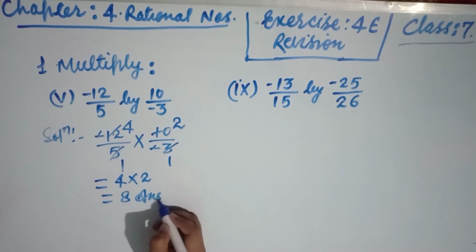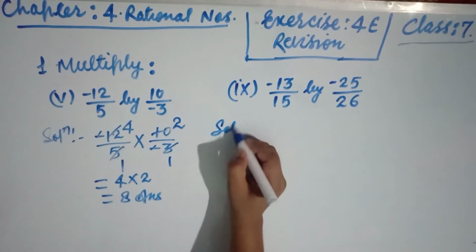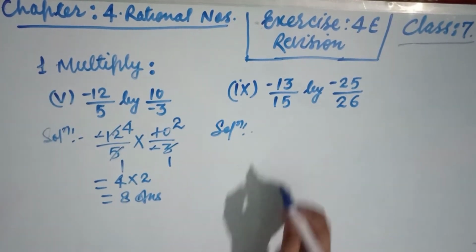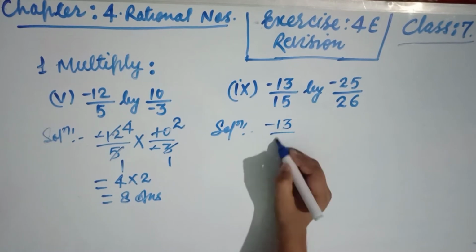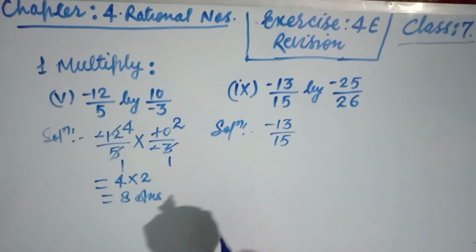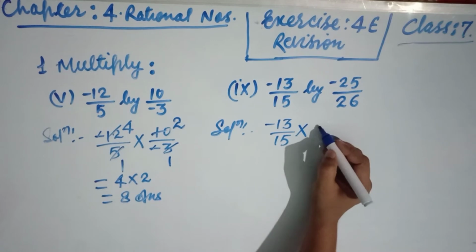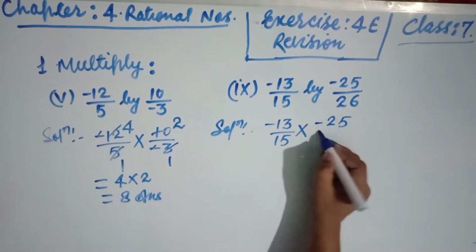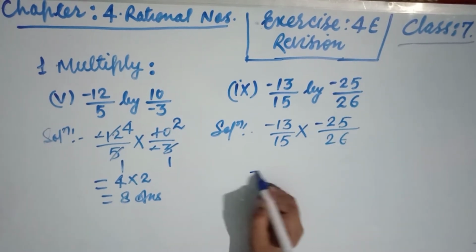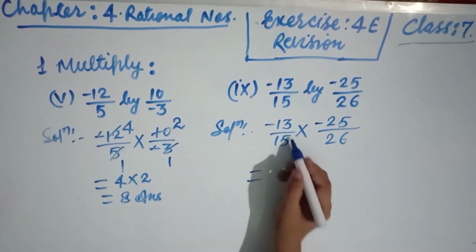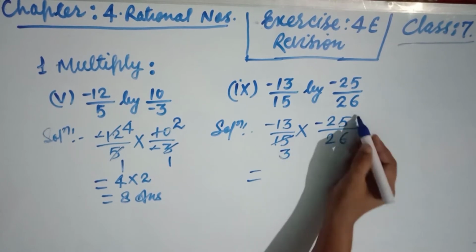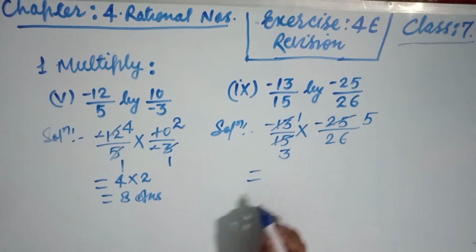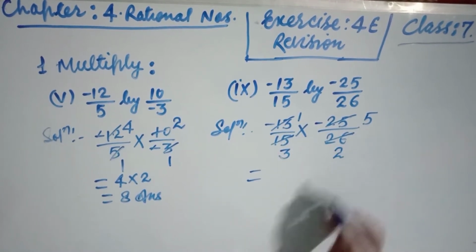Okay, very simple, friends. Now see, question number 9 says minus 13 divided by 15 by minus 25 divided by 26. Same, friends, we have to follow the same rule as we solved the first question. Now see the multiply sign, because we have to multiply. Now this is minus 25 divided by 26, friends. So remember, 5 3 ja 15 and 5 5 ja 25, 13 1 ja 13 and 13 2 ja 26.